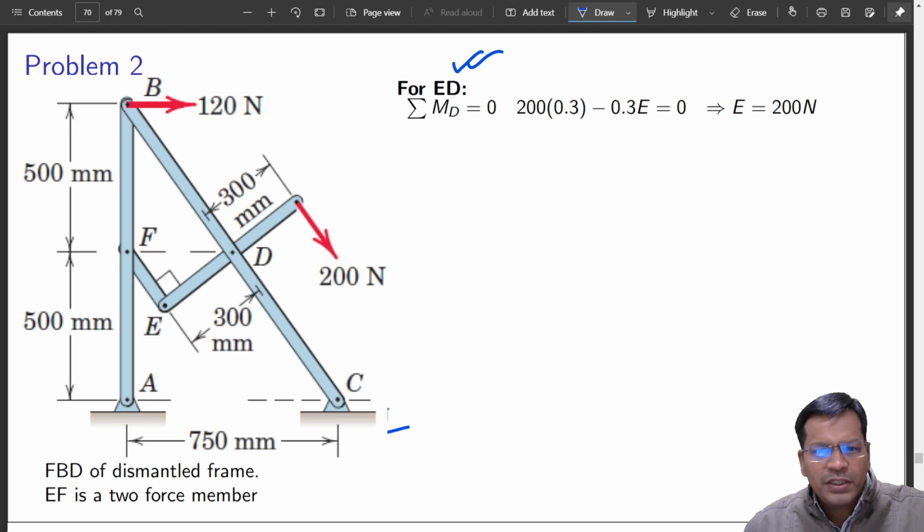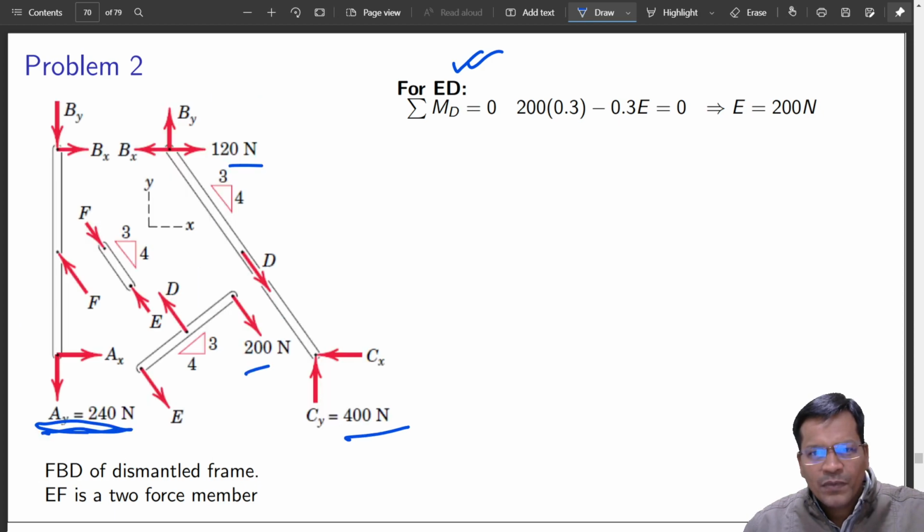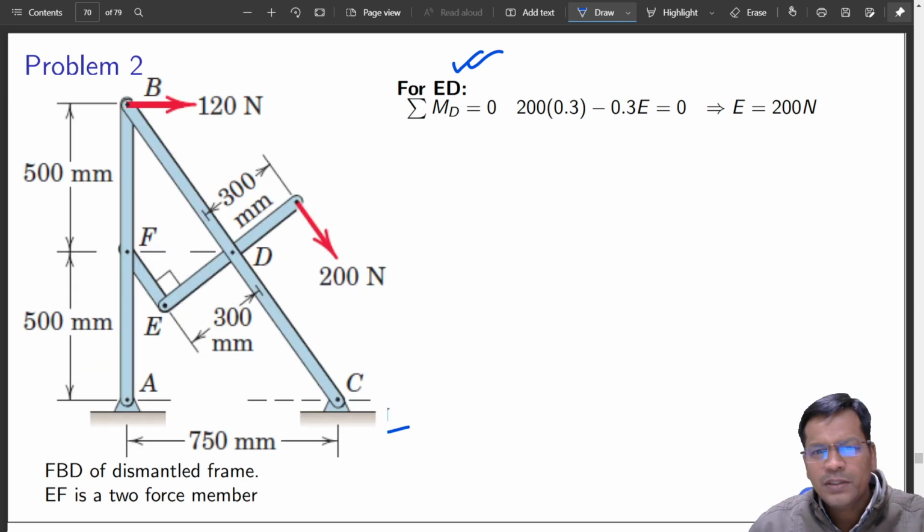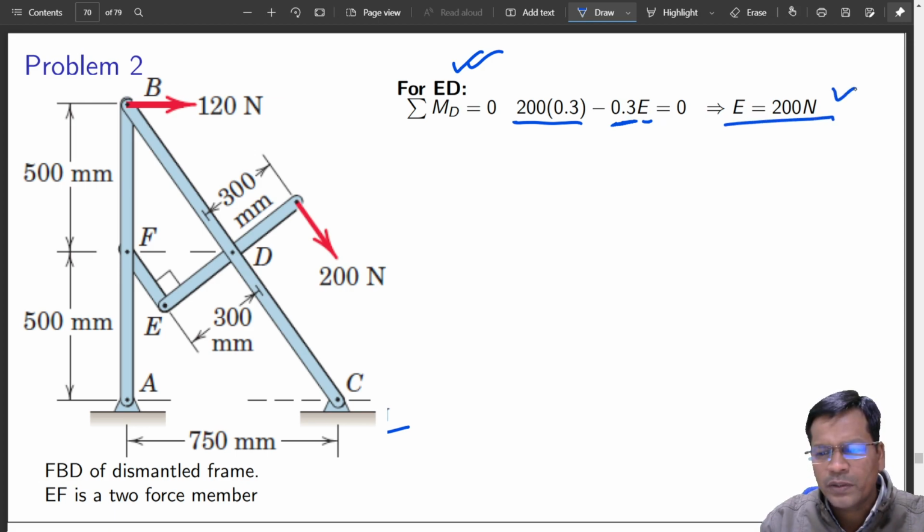Find out. Okay, so this is ED length. For ED there are forces. I have taken moment about D, so what all forces should come? Moment about D, that is the center point across. Yes, it is the center point. So E into 0.3, it is in meter only, 200 into 0.3, again meter only. 200 Newton, both should balance. E gives me 200 Newton. Straight away done. Clear?